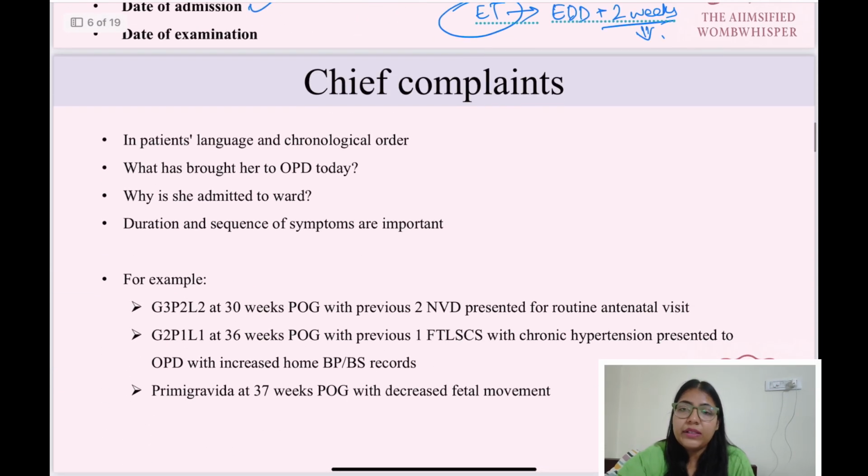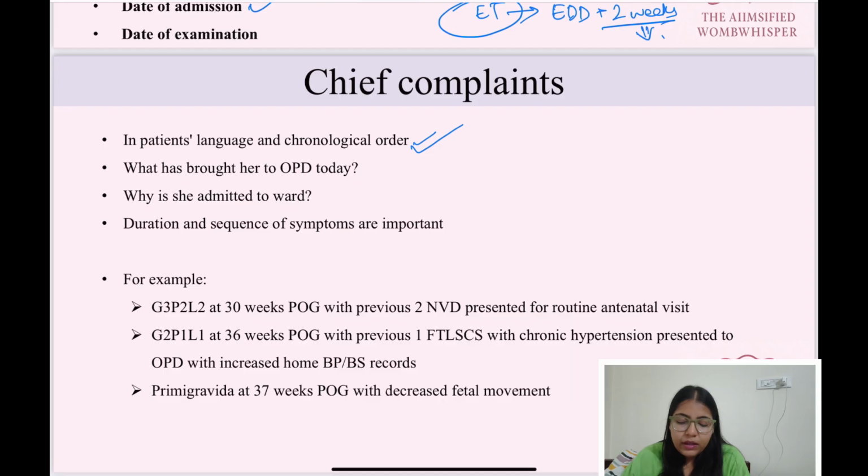And the chief complaint of the patient. The chief complaint should be in the patient's language. Okay. And in chronological order. You may ask her what has brought her to the OPD, why she has come to OPD, or if you are taking history in a ward, you will ask her why she has been admitted in the ward. Okay. And the sequence of complaints is important, the complaint which occurred earlier comes earlier. She may have 10 complaints, but you should write 2 or 3 main complaints in chronological order.